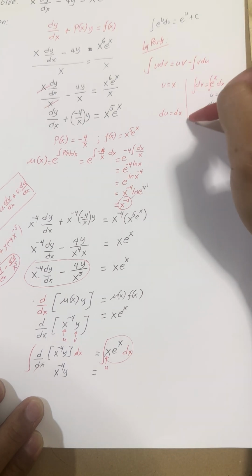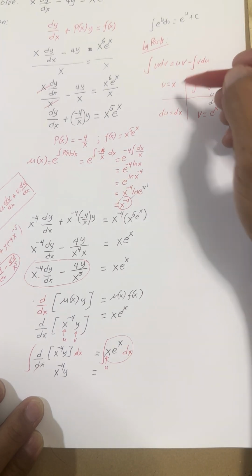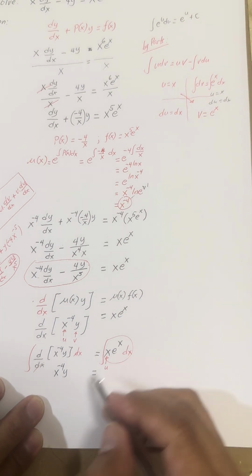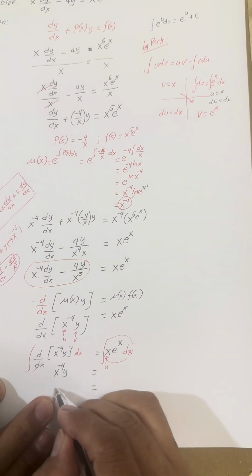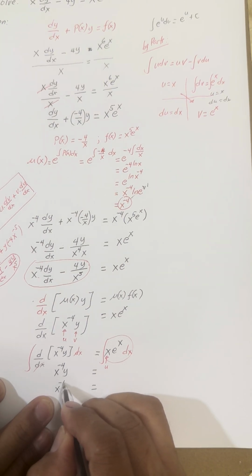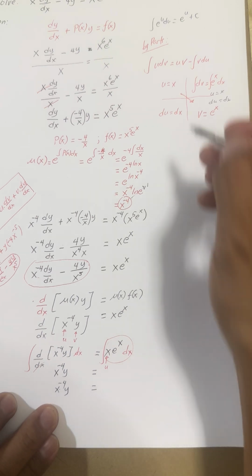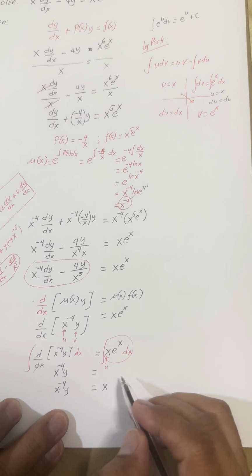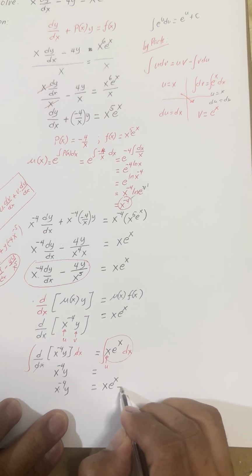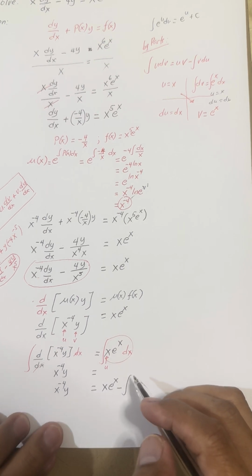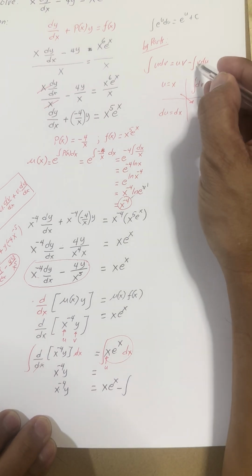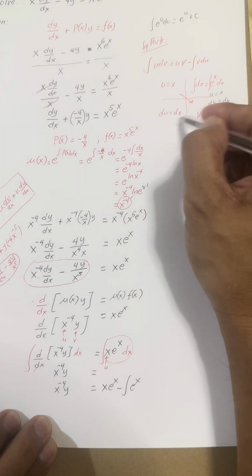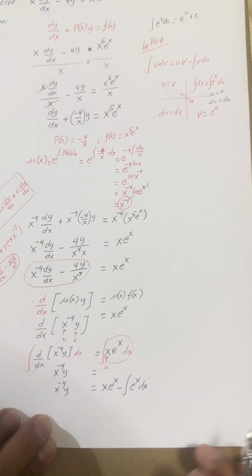So the formula is, what is the formula? You just multiply u and v. Okay, so multiply u and v. So we have here x to the minus 4 times y equal to uv. So we have u is x, multiplied by v, which is e to the x, minus the integral of what? The integral of v du. So what is our v? V is e to the x. Our du is dx, so times dx.